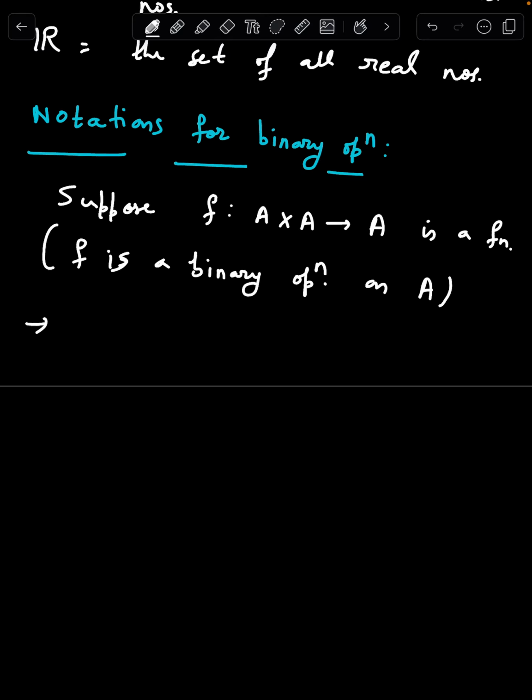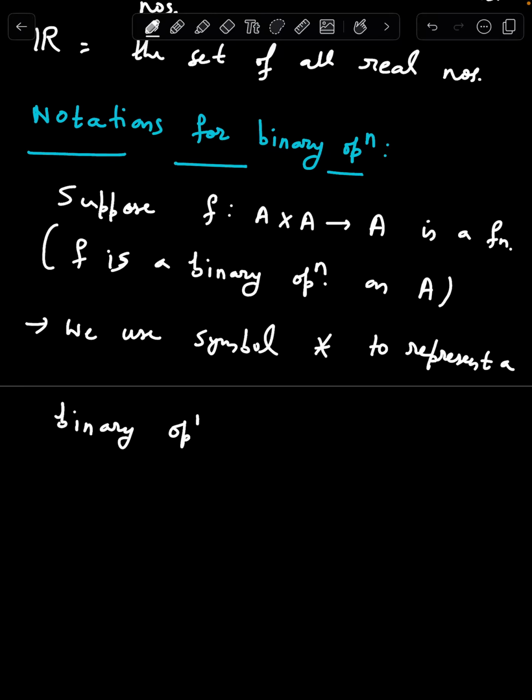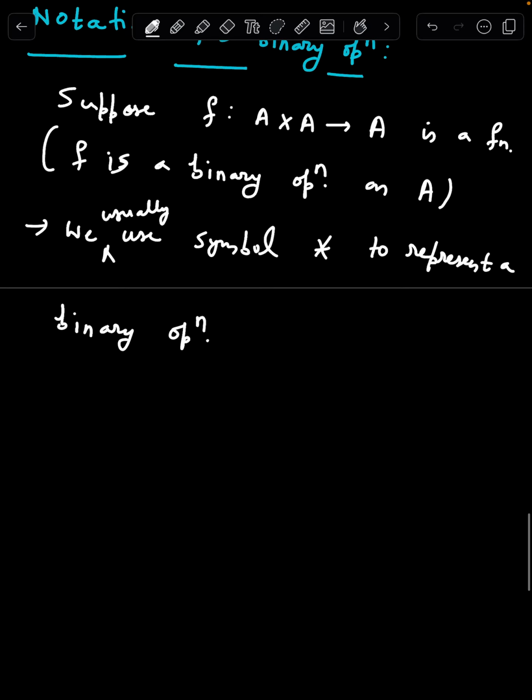So here we use the symbol asterisk to represent a binary operation. Usually we use this symbol star. That is one thing.